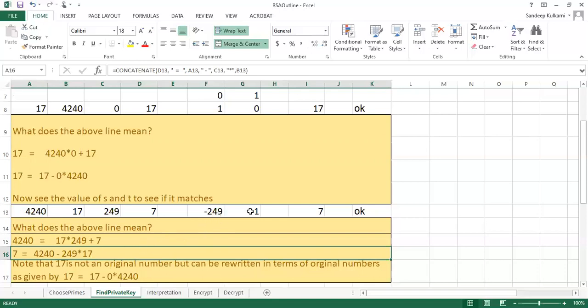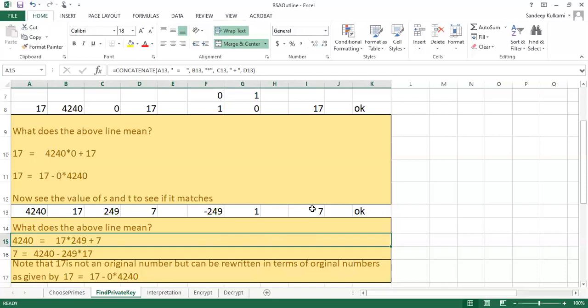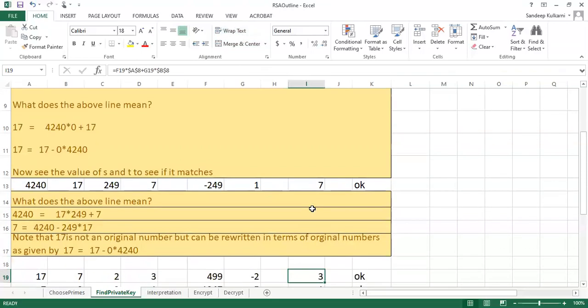The number that multiplied 4240 is 1. And now again, I have a little bit of check here saying that the value of s is minus 249, the value of t is 1. Is the remainder in fact expressed correctly in terms of x times s plus y times t? This would be a good time to actually pause the video to make sure that you have gotten the math part of what is happening here.